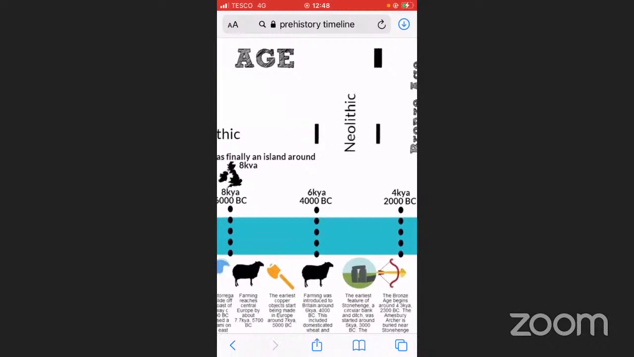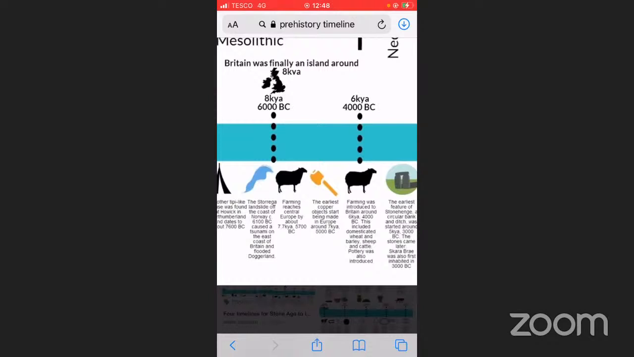There it is. And what we've got here says farming reaches Europe by about 7,000 years ago. I'm saying farming has already reached Europe by about 8,000 years ago, but give or take a few hundred years there. So that's really, really important. Islands like the Hebridean Islands and undoubtedly the Orkney Islands have already got established populations before they're cut off from the mainland about 7,000 years ago. So that's really, really important.